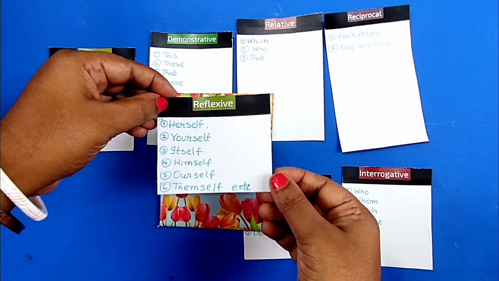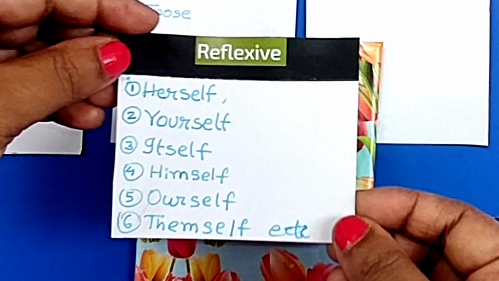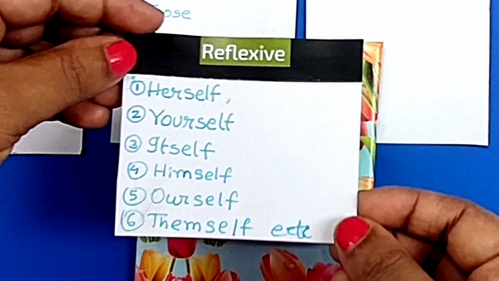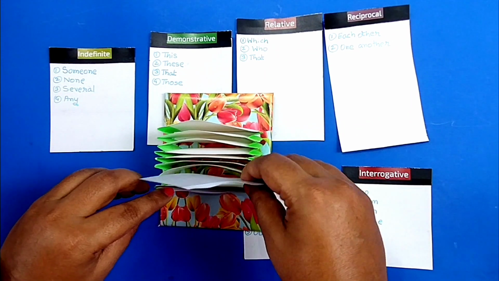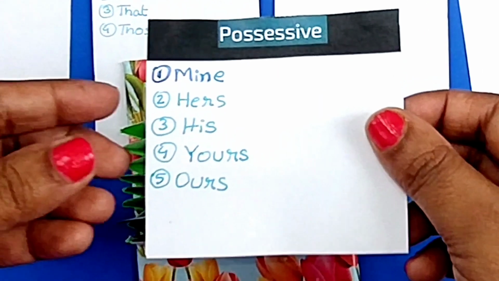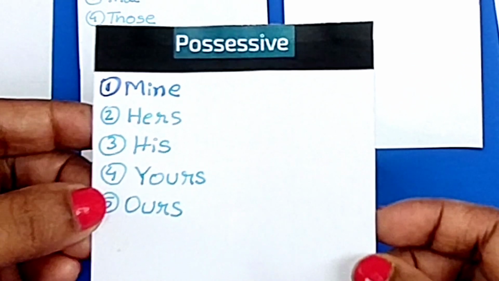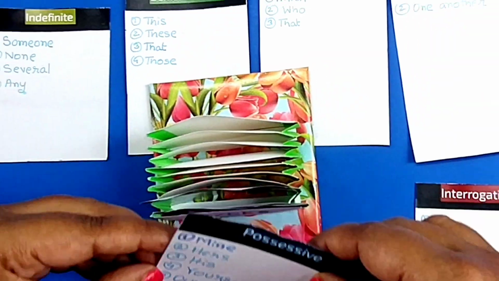Number 2, reflexive pronoun. Example: herself, yourself, itself, himself, ourself, themself, etc. Number 3 is possessive pronoun. Examples: mine, hers, his, yours, ours, etc.